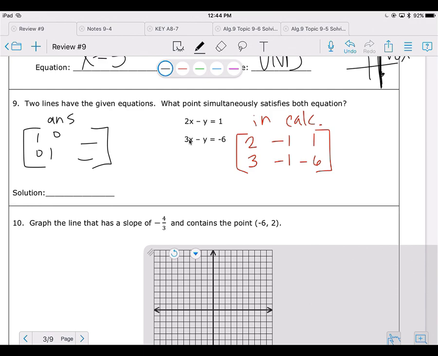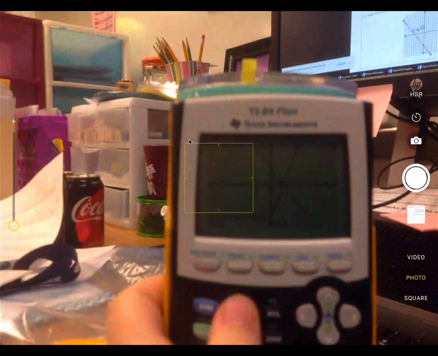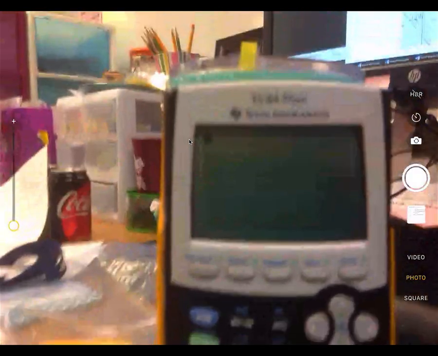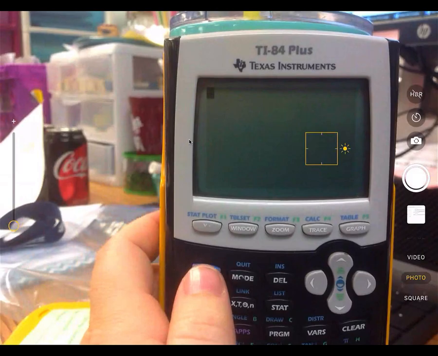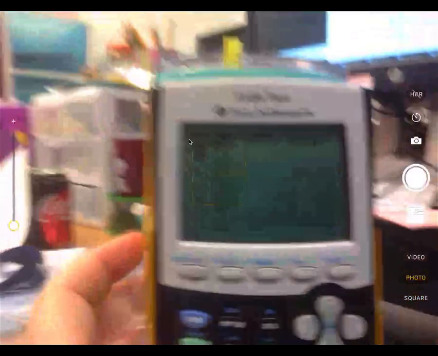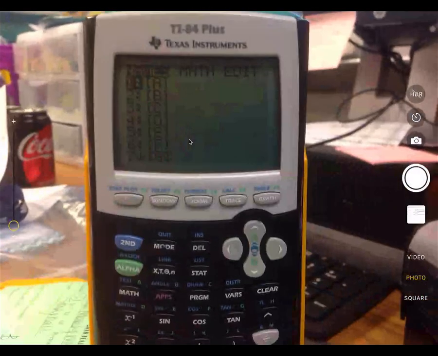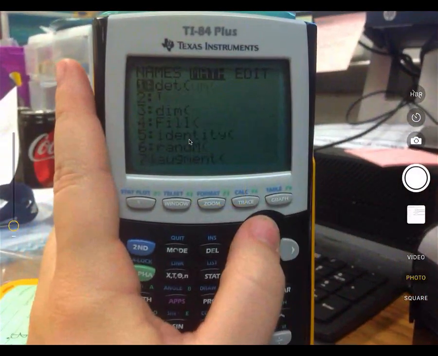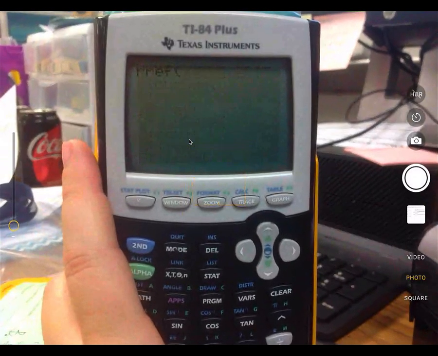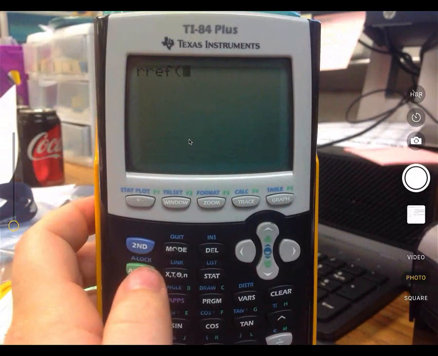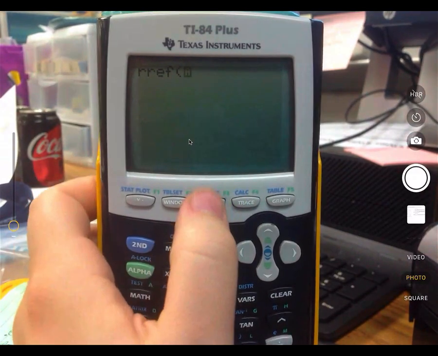So in the calculator, to get out of this, I'm going to click second quit. To do the matrix, I click second matrix. I want the calculator to do some math, so I scroll over, and I want to scroll up to B, the reduced row echelon form, and I click enter. To get the matrix, I click alpha zoom.